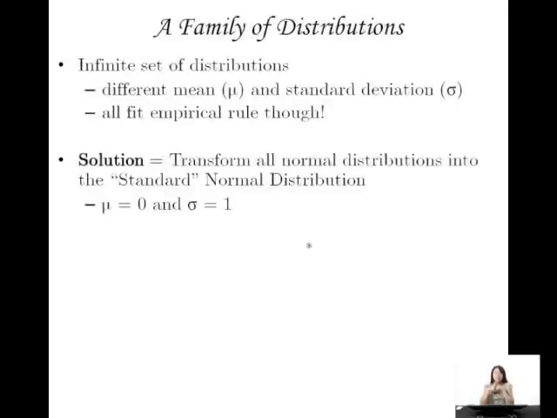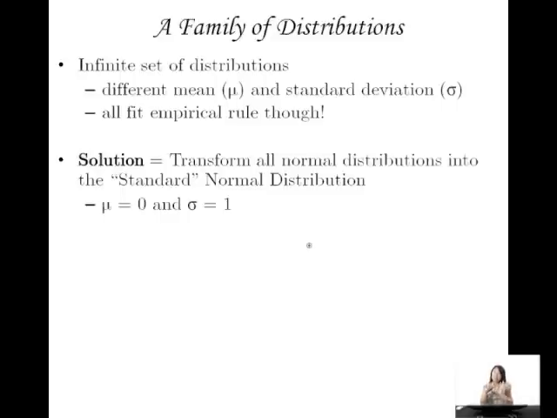All right, so before we talked about how the normal distribution really is a family of problems. It's not just one shape, but it could be sort of stretched or shrunk on that x-axis. And because of that, it's actually an infinite set of distributions all with different means and different standard deviations. So you could have a mean of 5 and a standard deviation of 10. That's one normal distribution. And then another one could have a mean of 1 and a standard deviation of 2, right? So there's like an infinite number of these. They all fit the empirical rule, though.